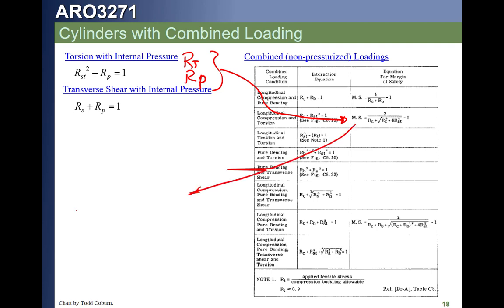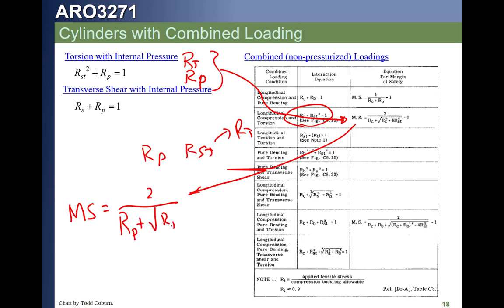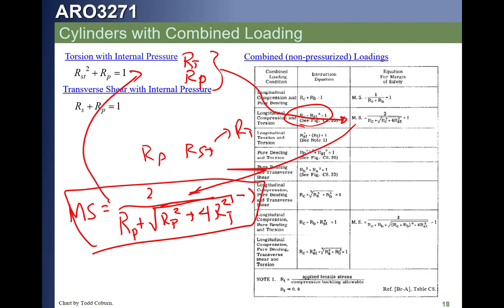Rewriting that equation, you'll notice we got a little different nomenclature. What this means is, since in this equation here, RC corresponds with RP and RS corresponds with what we're calling RT, we would just plug into this equation. This means 2 over RP plus square root of RP squared plus 4 RT squared, minus 1. That's our margin of safety equation for this kind of problem.